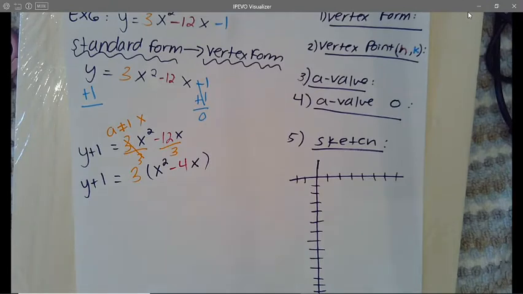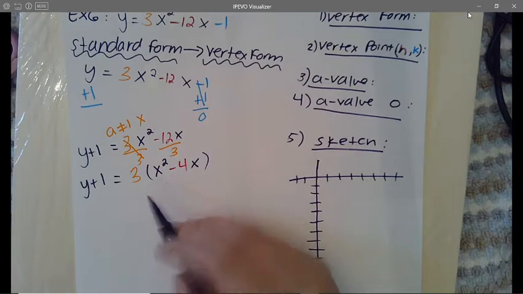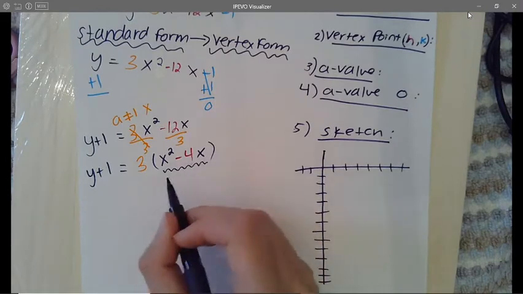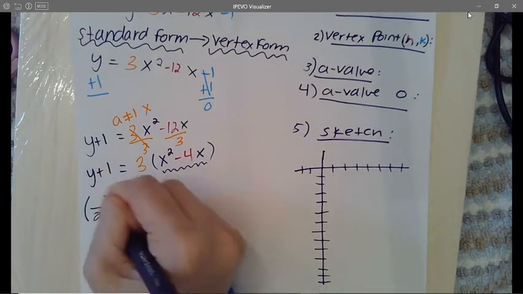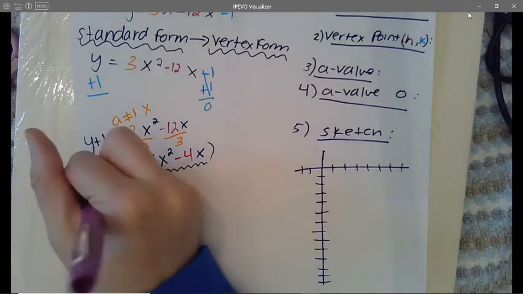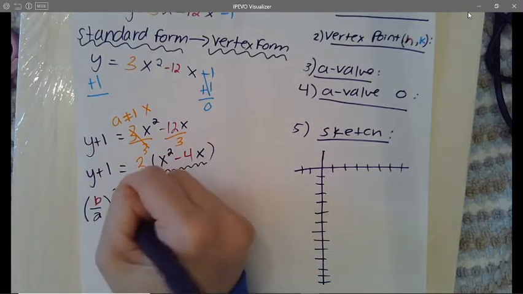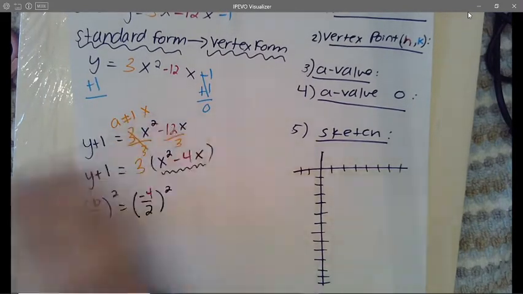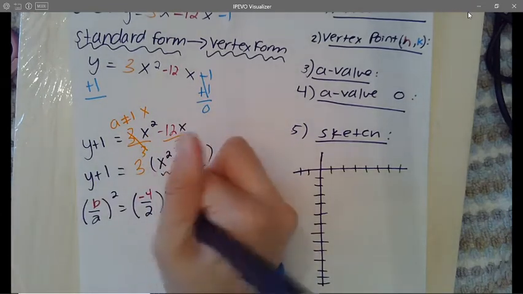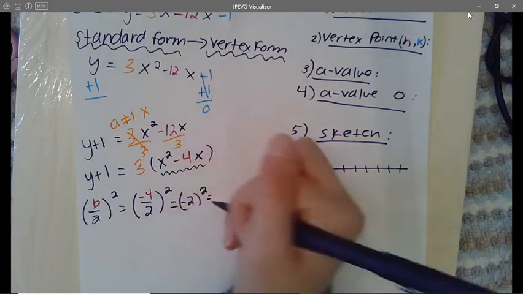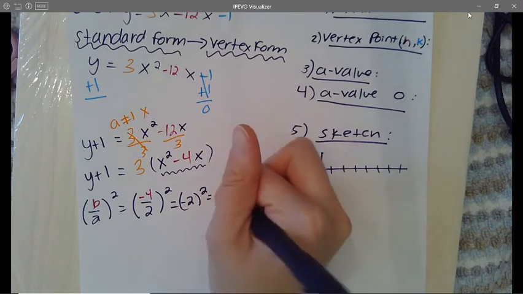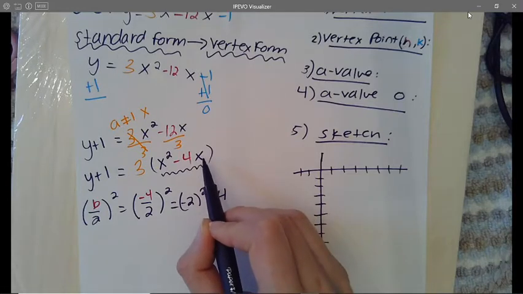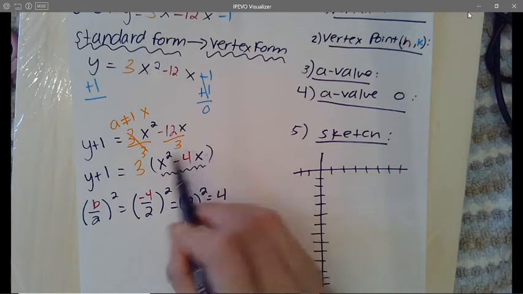Now that it is 1, I can complete the square and force this bad boy right here to become a perfect square trinomial. So I'm going to do our magical formula, which is b over 2 squared. My b is -4, so it's -4 over 2 squared. -4 over 2 is -2, and -2 squared, -2 times -2, is 4. So that's the number that I'm going to add in my parenthesis, and I need to keep my equation in balance and add it to the other side.